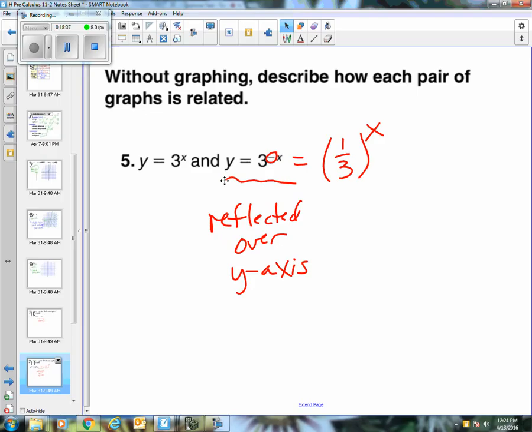So I just need you to be able to understand, what do these parent graphs look like? And how do they behave? What do these numbers do? They do exactly the same as they would for any other parent graph. So having that awareness, you should know and be able to predict what those new graphs will be.